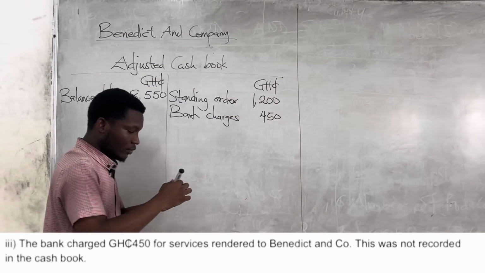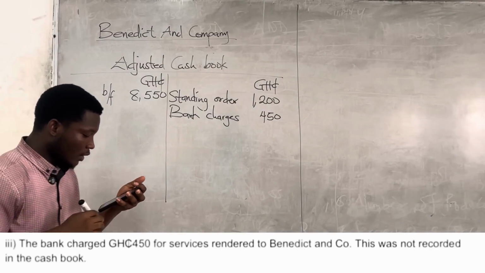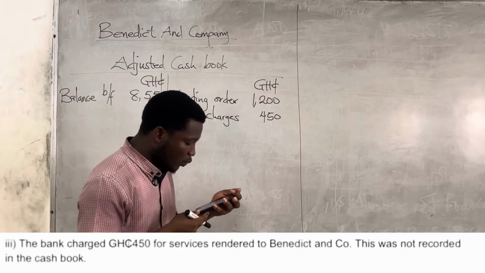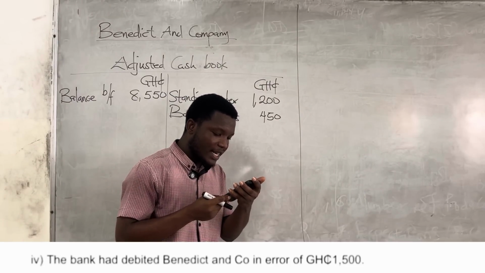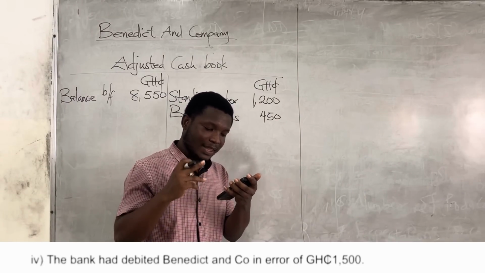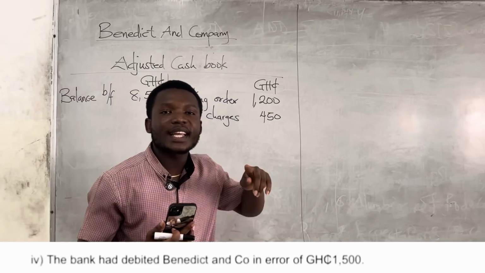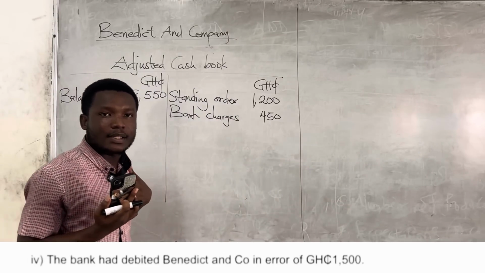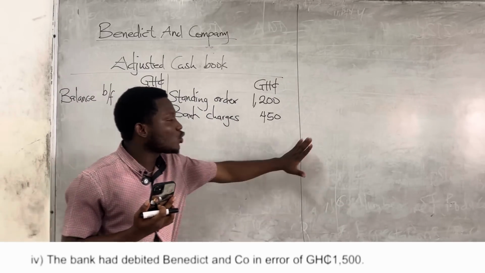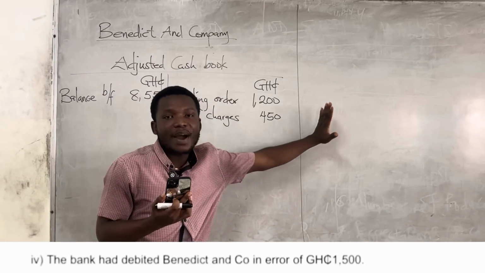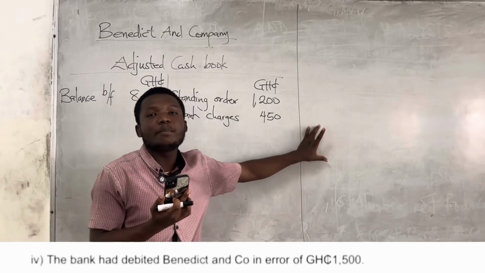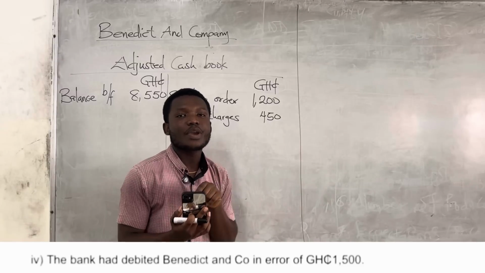So we have the 450. The fourth one is the bank had debited Benedict and Co. in error of 1,500. The bank committed this error. It's not us. It's not Benedict and Co. It's the bank. So this one, we won't touch it. Wrong debit. We won't touch it. It's the bank that will deal with it. So when you go to the bank reconciliation statement, that's where we are going to treat this error.